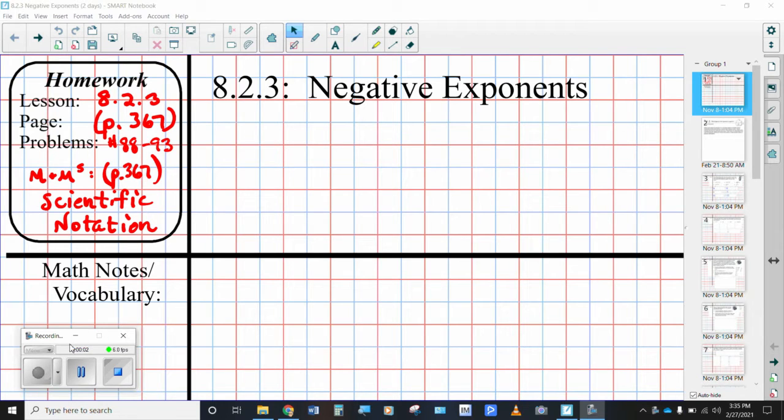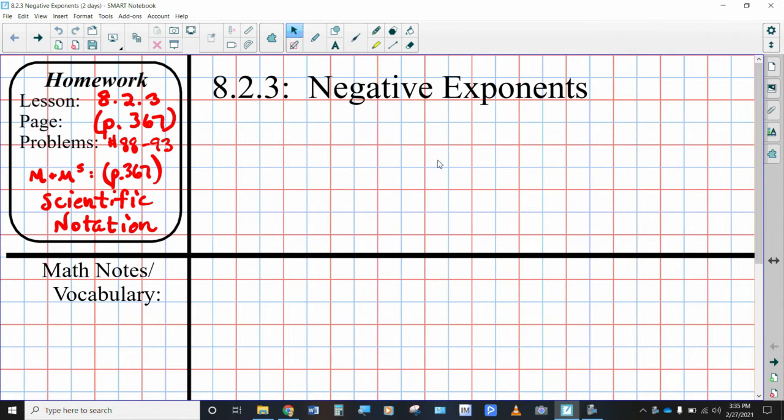Alrighty, today we are going to learn about negative exponents and how they work, and the procedure for dealing with negative exponents. So let's just get right to it.